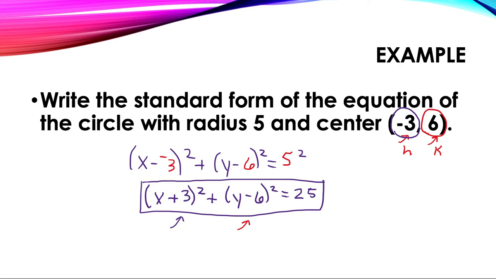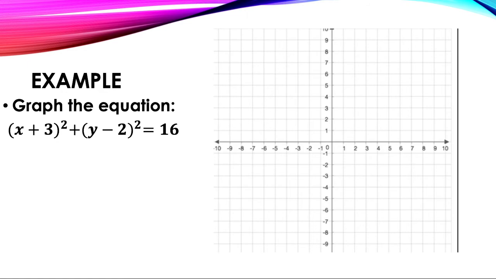All right, so let's take a look at one other example. This time we want to graph the equation x plus 3 squared plus y minus 2 squared is equal to 16. So in order to do that, the first thing I need to do is make a note of what the center and the radius is for this particular circle. Now remember what we just talked about in terms of looking at the opposite of the number in the parenthesis. So if I look at the x parenthesis, I notice that I have a +3 right here. So my center value is going to be -3.